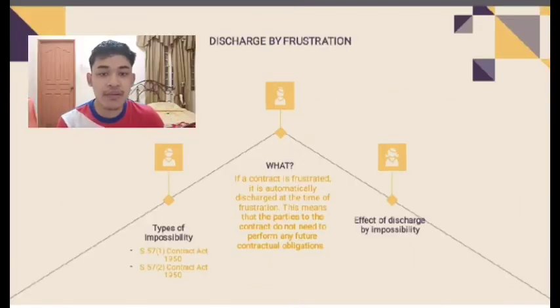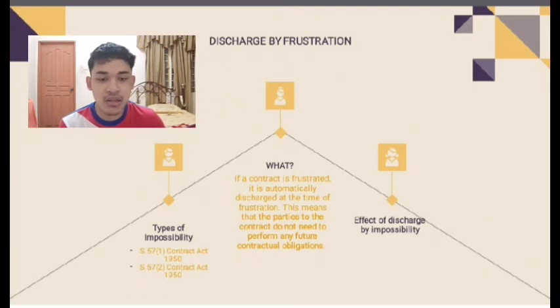Next, we have discharge by frustration. What is discharge by frustration? If a contract is frustrated, it is automatically discharged at the time of frustration. This means that the parties to the contract do not need to perform any future contractual obligation.